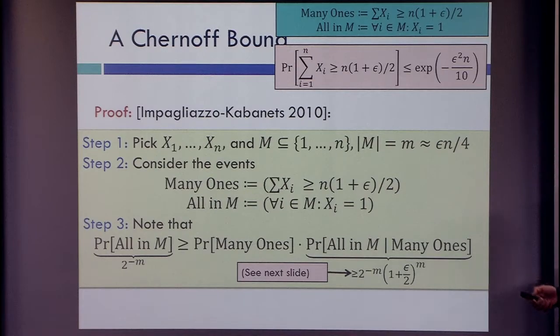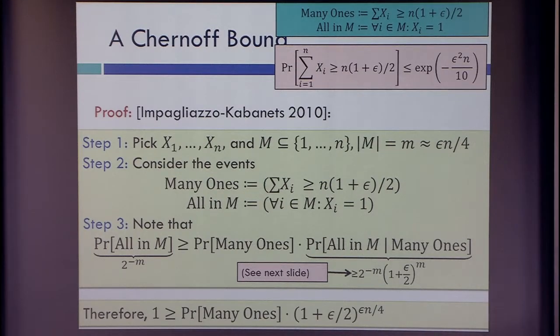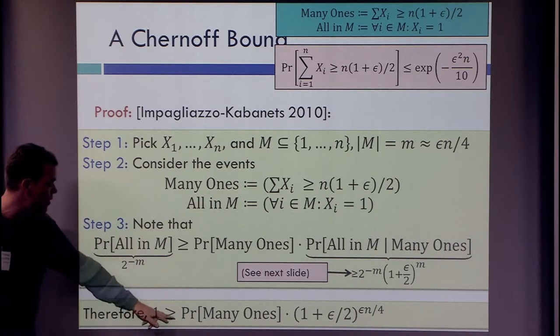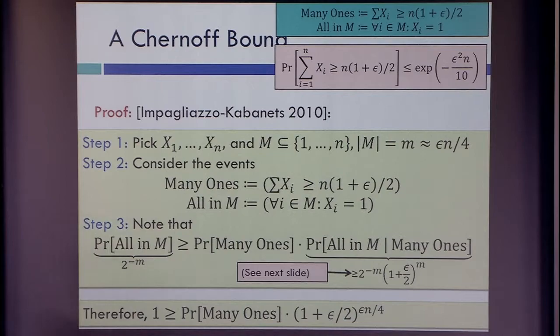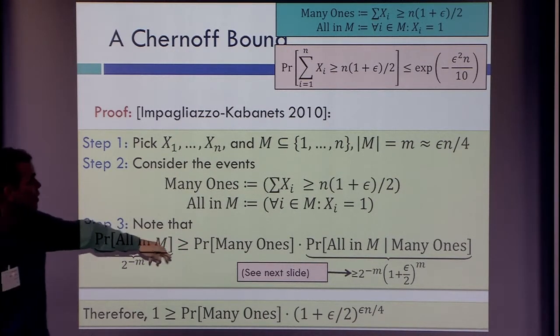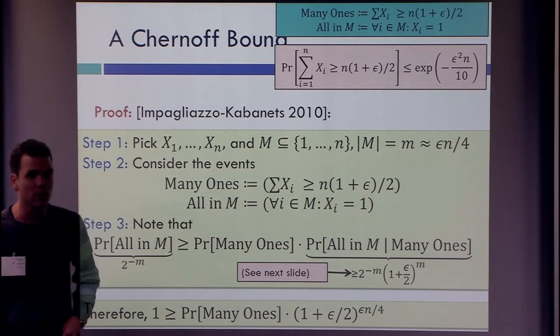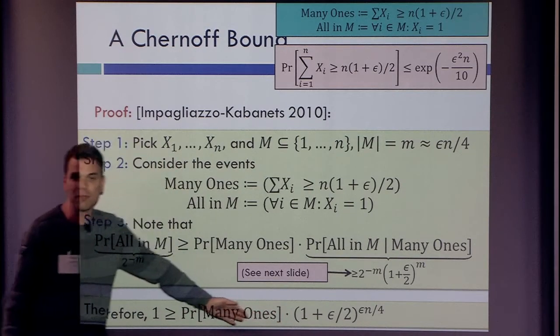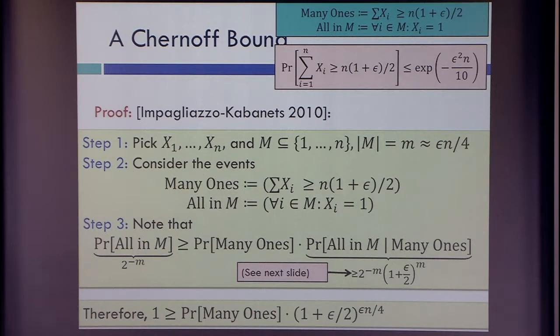But once we have this, well, then we're done. Right? We cancel out the 2 to the minus m here, and we get that 1 is at least the probability of getting many 1s times (1 plus epsilon over 2) to the epsilon n over 4. Remember that m is epsilon times n over 4. Okay, and this is exactly the Chernoff bound for small epsilon.